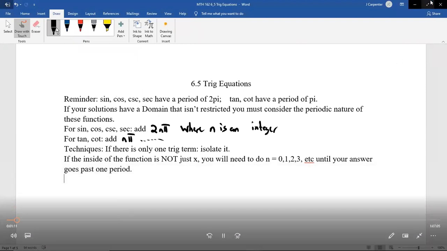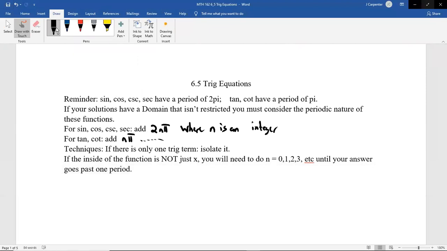Okay, so reminder: sine, cosine, cosecant, and secant have periods of 2 pi, whereas tangent and cotangent have a period of pi. That issue will come up. If your solutions have a domain that isn't restricted, you must consider the periodic nature of those functions, which will definitely come up, and this all goes together.